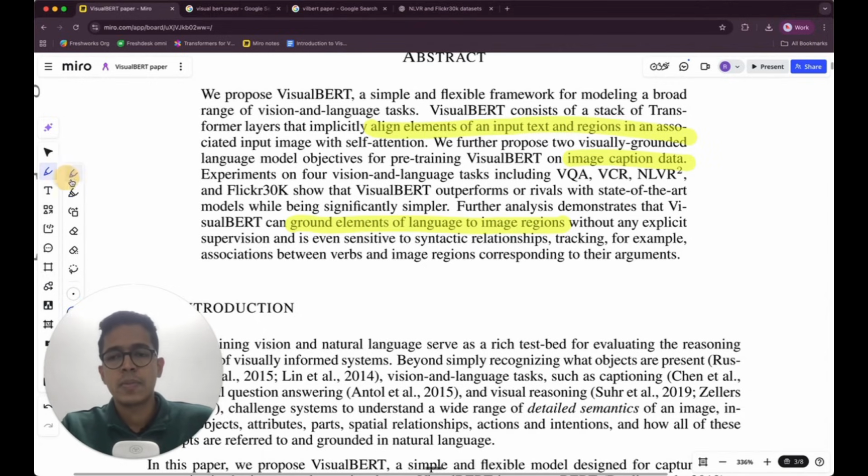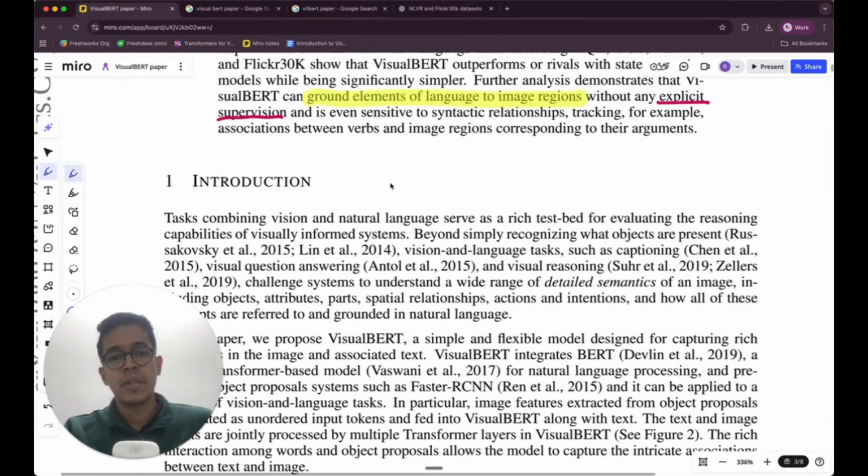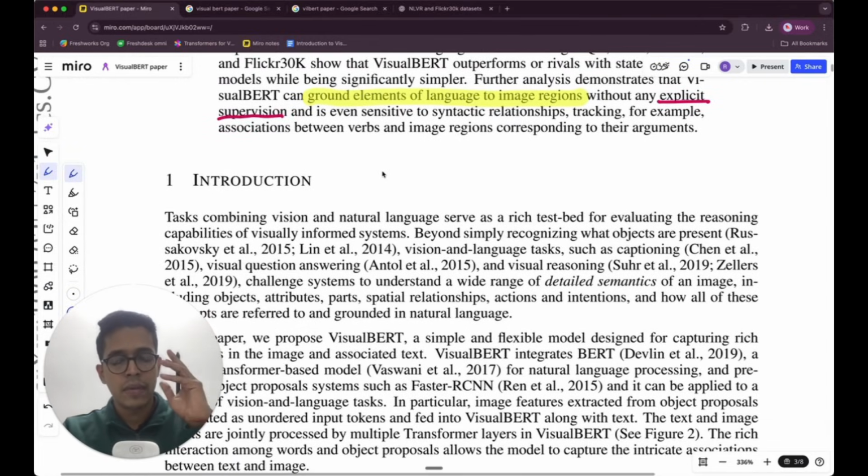So when they say explicit supervision, it simply means there are no humans sitting down to annotate the images to do this. And it is even sensitive to syntactic relationships, tracking, for example, association between verbs and image regions corresponding to their arguments. So let's see all of this. Let's see how images and captions are aligning, how visual question answering, visual common sense reasoning, etc. is accomplished using VisualBERT, and how VisualBERT is significantly simpler compared to the state of the art at that time.